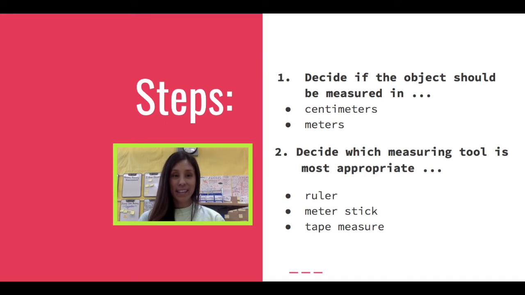Just like our lesson last week, there are some steps for you to follow to do measuring using the metric system. So, for today, you need to, 1, decide if the object should be measured in centimeters or meters, and then 2, decide which measuring tool would be most appropriate. So a ruler, a meter stick, or a tape measure.